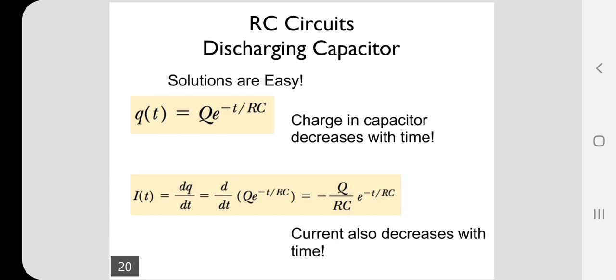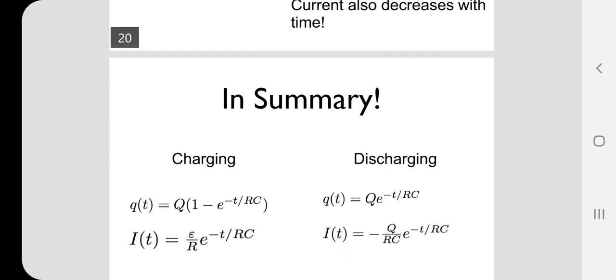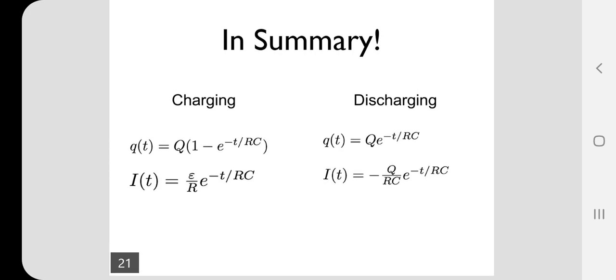So this is the discharging capacitor in the RC circuit. In the charging RC circuit, the charge increases exponentially, but the current decays exponentially. From the discharge point of view, both decrease with respect to time. So this is the summary of discharge and charge of the capacitor in the RC circuit, where Q of t is equal to Q into 1 minus e power minus t by RC for the charging.